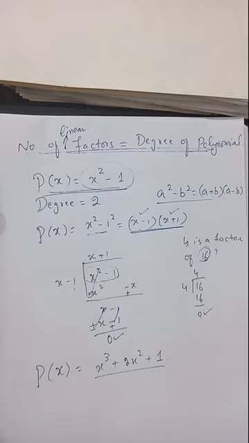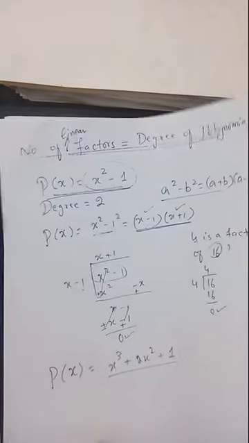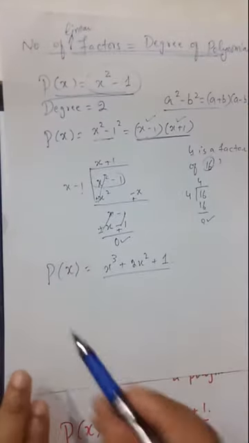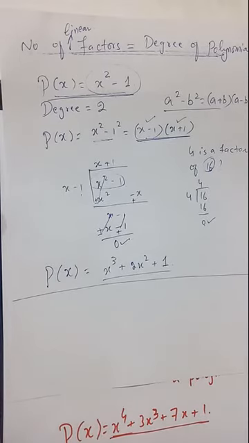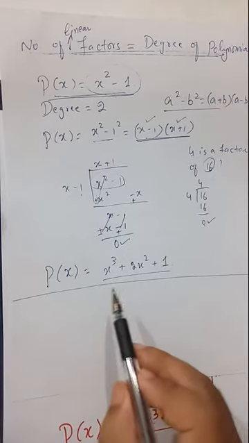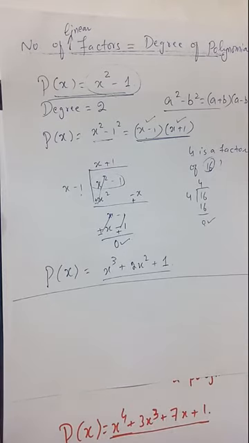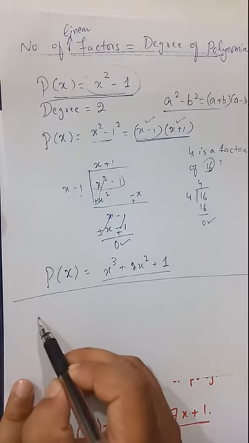So for factorization, I also use synthetic division, but it is lengthy, it is a difficult procedure. If the polynomial is of degree 7, if the polynomial is of degree 10, if the polynomial is of degree 20, so then how you can convert those polynomials into linear factors? For that we use factor theorem. What is factor theorem? Factor theorem is used to find the factors of polynomial p of x. In this case, the degree is 3. So there will be three linear factors. How you can find the three linear factors? So for that we use factor theorem.